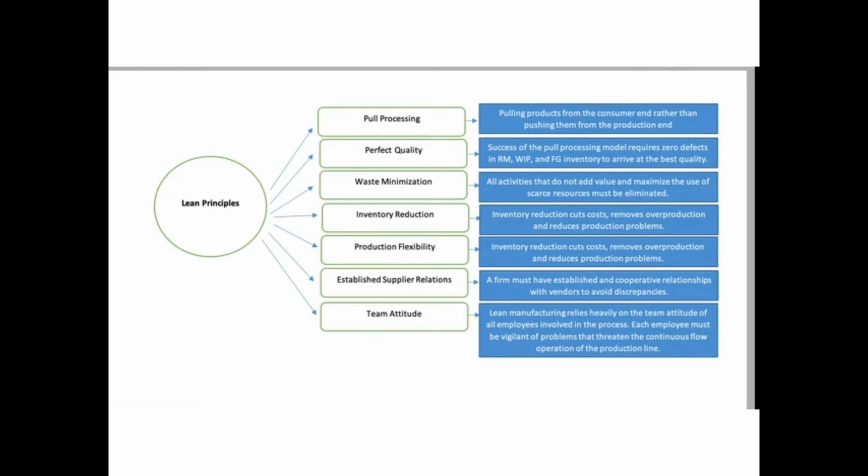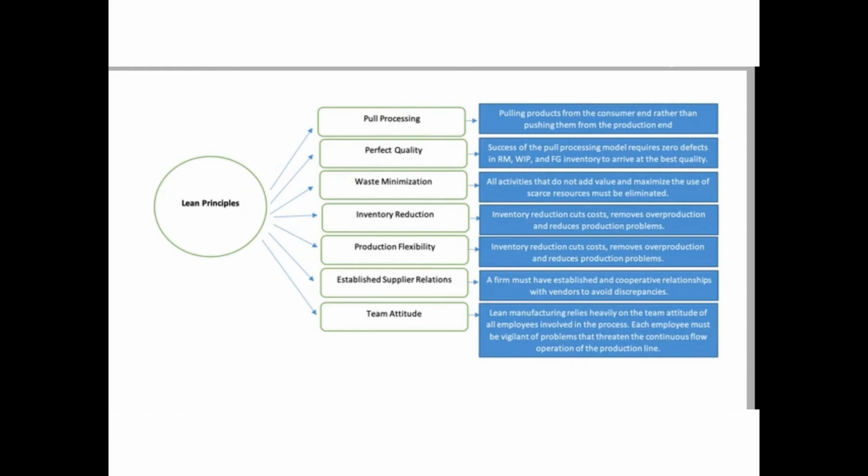The fifth one is production flexibility. The sixth one is established supplier relations. A firm must have established, cooperative relationships with vendors to avoid discrepancies.